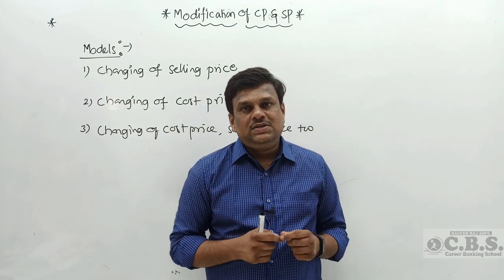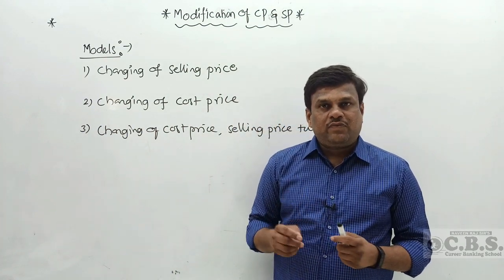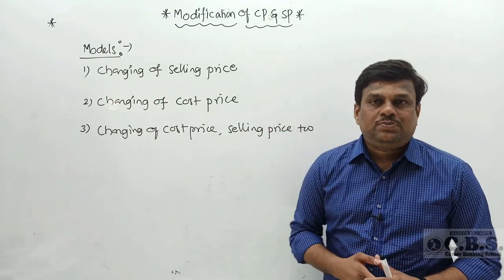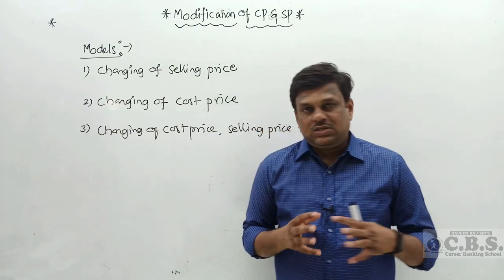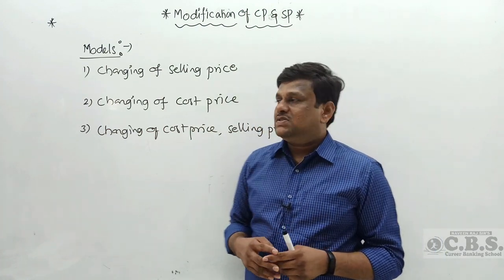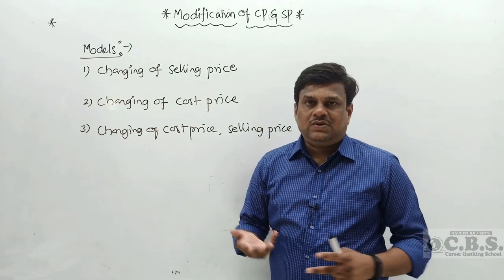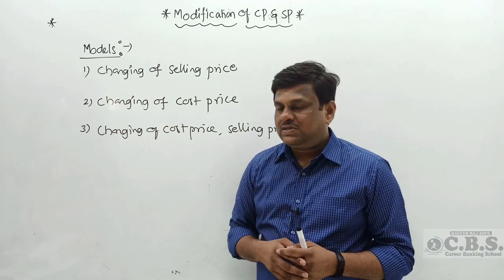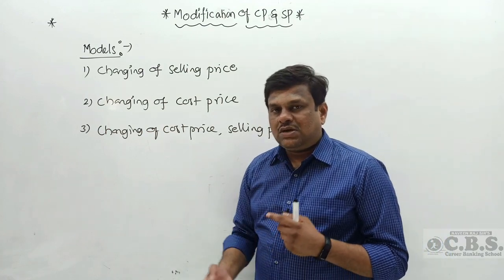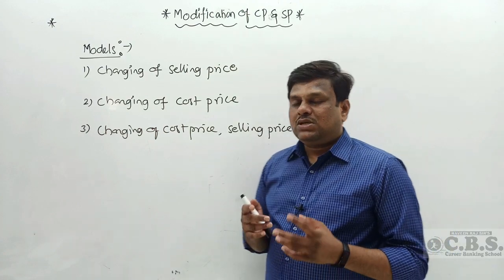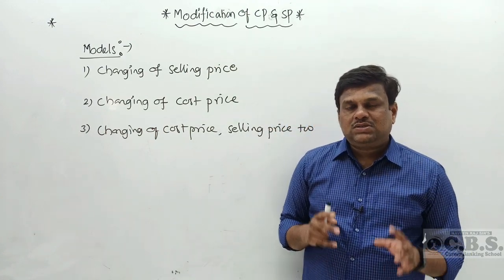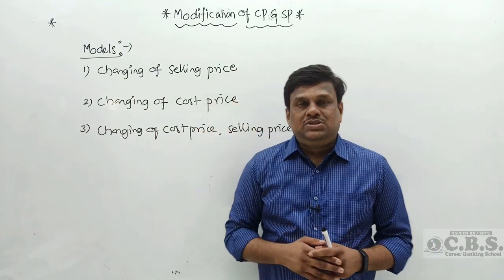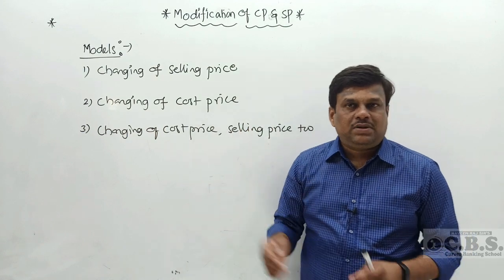By the way, today we're going to discuss an important topic of profit and loss. It is lesson number 4. The topic is modification of cost price and selling price. This is very important. This modification happens in 3 phases. The first phase is changing of selling price, which is the most common model in competitive examinations. The second is changing of cost price, and the third is changing both cost price and selling price. These are the 3 modification models in profit and loss. Today we are going to discuss complete questions on modification of cost price as well as selling price.